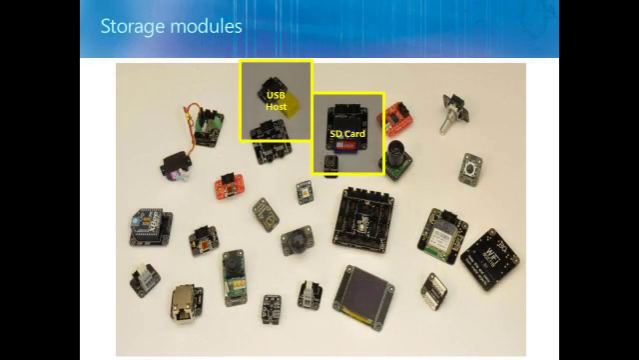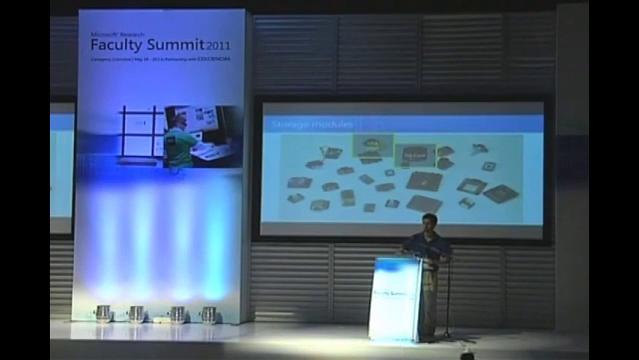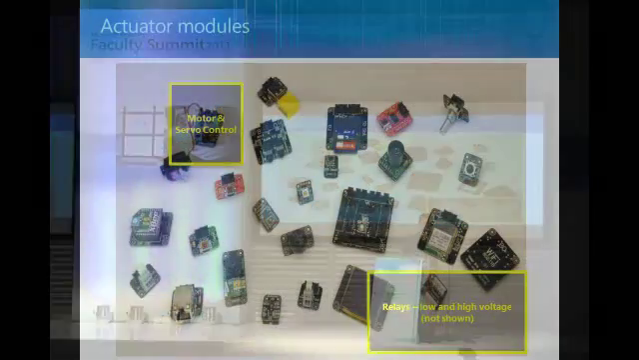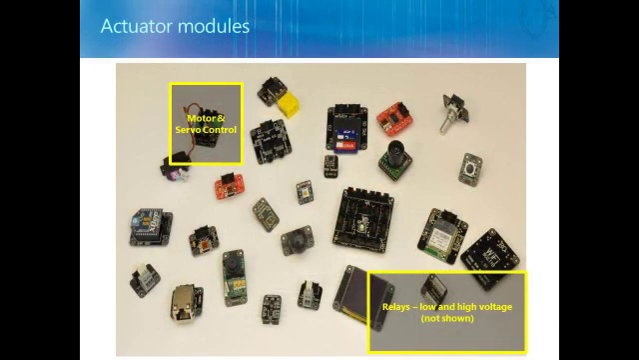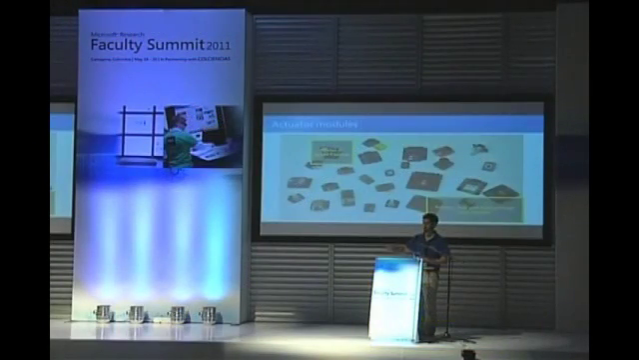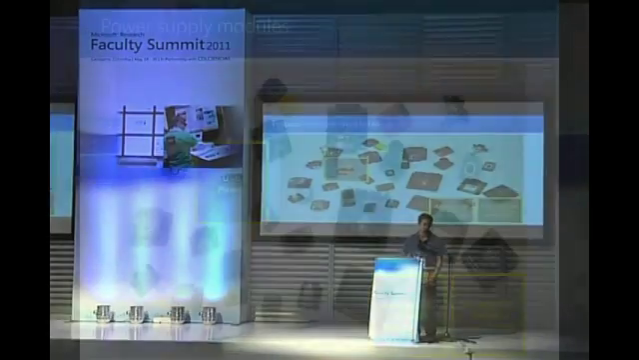Storage modules, the SD card, USB host. It's quite powerful. You can plug things like a keyboard or a mouse into this tiny computer via USB, and it'll work. Actuator modules for robotics projects and things like that. We have a motor and controller. We have relays for interfacing with low and high voltage if you want to control items in your house. A researcher in a lab has his whole house controlled. The heating in his house is controlled with Gadgeteer using these relay modules.